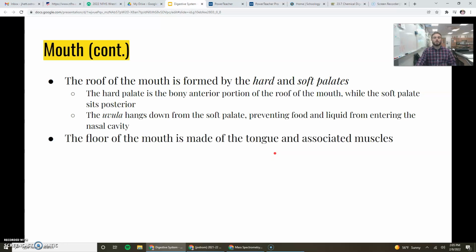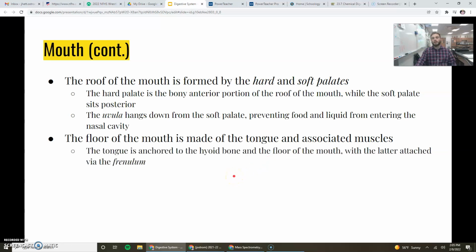The floor of your mouth is going to be made of the tongue and a lot of associated muscles with the tongue. It's anchored to the hyoid bone. You may remember that from the skeletal system. And then it's also attached to the floor of your mouth via the frenulum, that connective tissue between your tongue and the floor of your mouth.